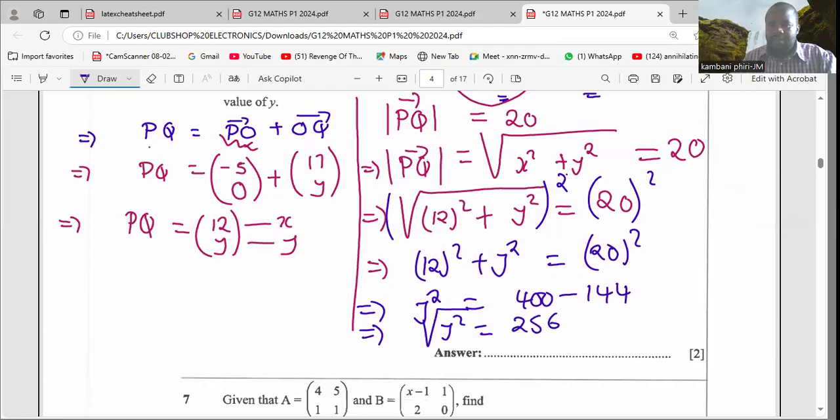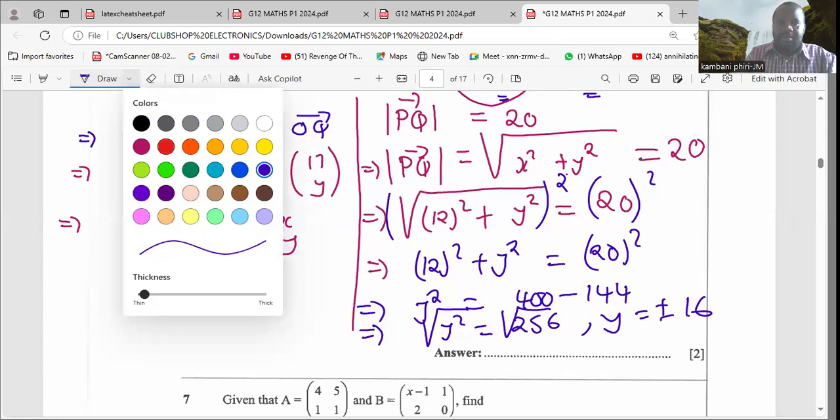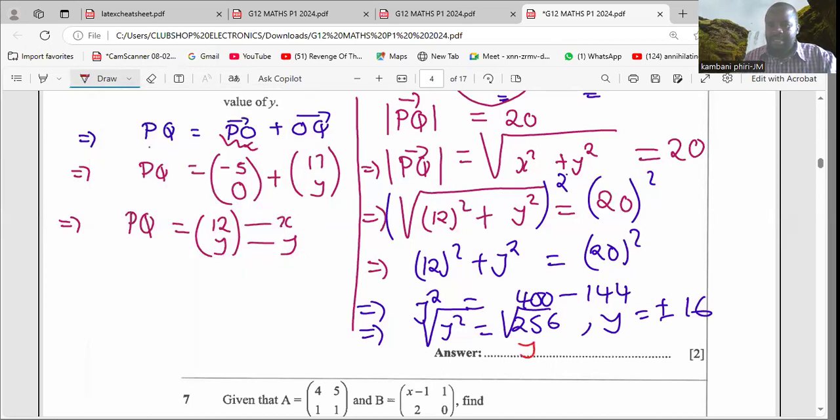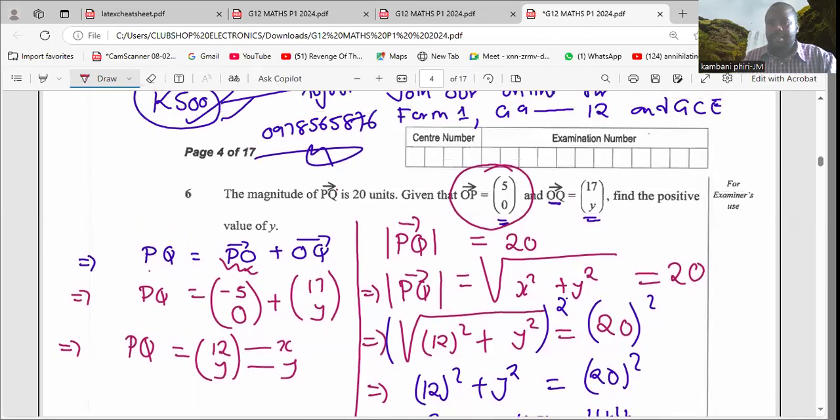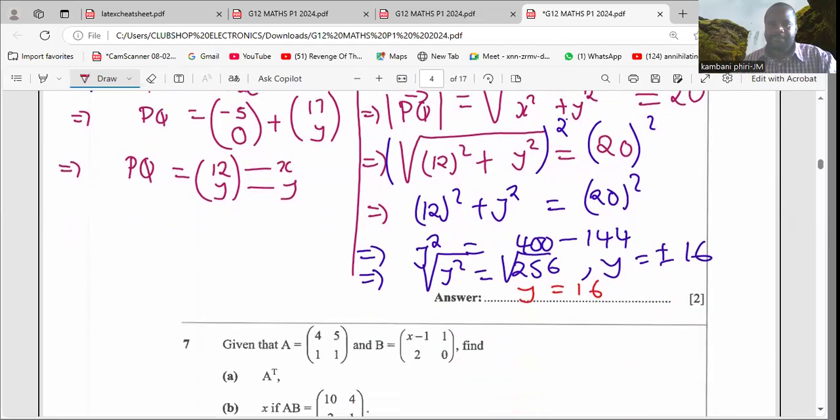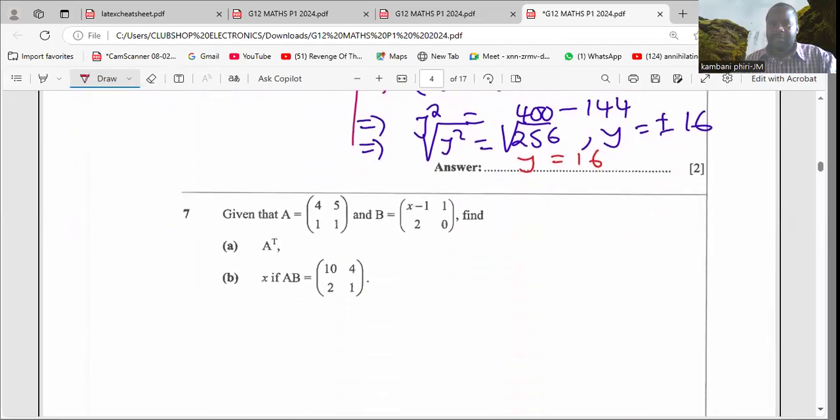So y squared is equal to 400 minus 144, which is 256. So you get the square root both sides. y is equal to plus or minus 16. But now the question is saying we should maintain the positive value. Find the positive value of y. So y is 16. Let's look at the next question.